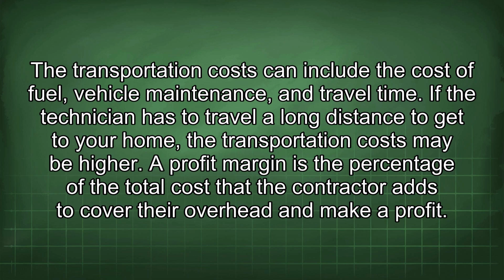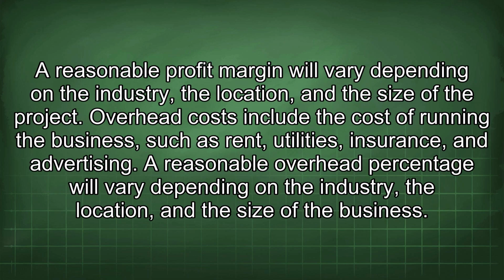A profit margin is the percentage of the total cost that the contractor adds to cover their overhead and make a profit. A reasonable profit margin will vary depending on the industry, the location, and the size of the project. Overhead costs include the costs of running the business, such as rent, utilities, insurance, and advertising. A reasonable overhead percentage will vary depending on the industry, the location, and the size of the business.